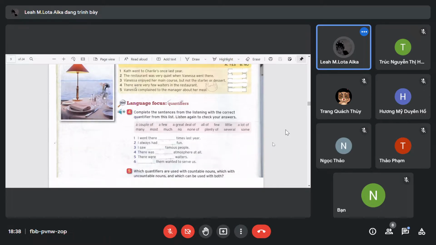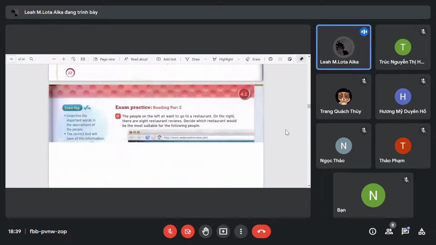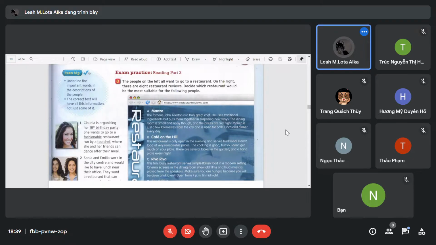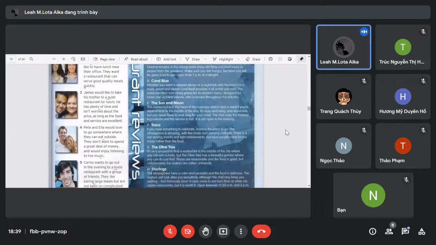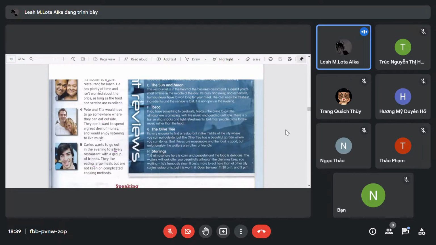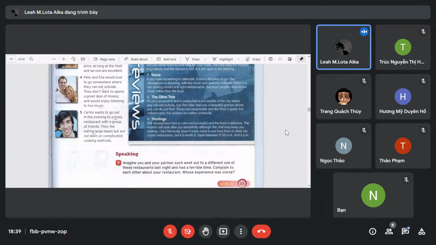Next to that, I'm going to let you have number 7, and I will give an example later on about how you would do this one. Next is page 23, which is the reading part. We have restaurants A up to letter H, examples of people who've been to different restaurants. Then speaking, which we can do later on. So that's 4.2.